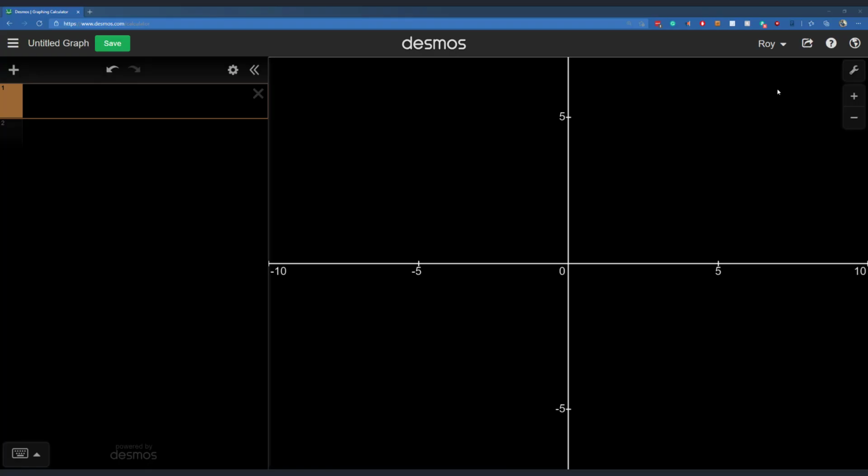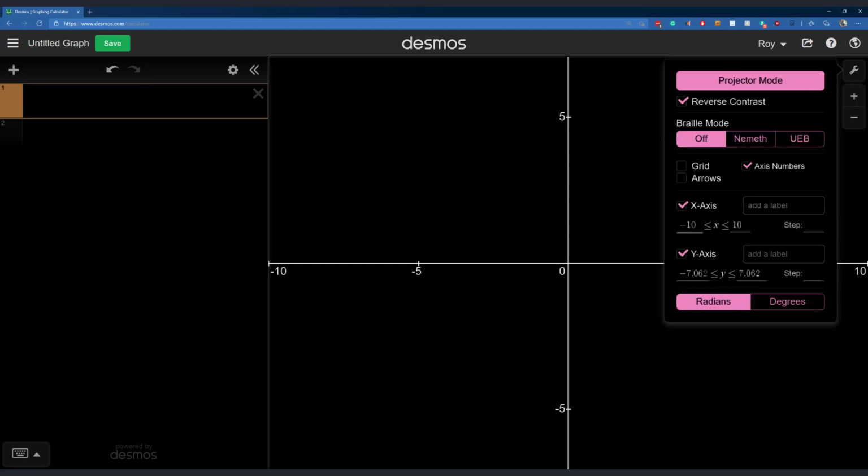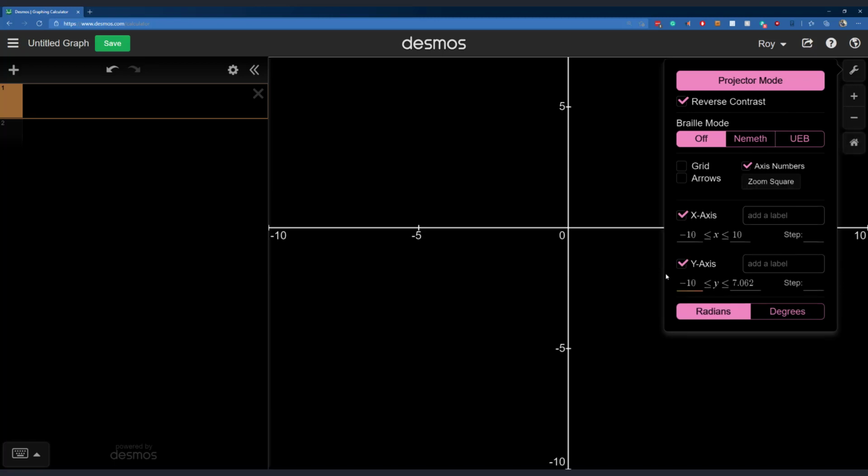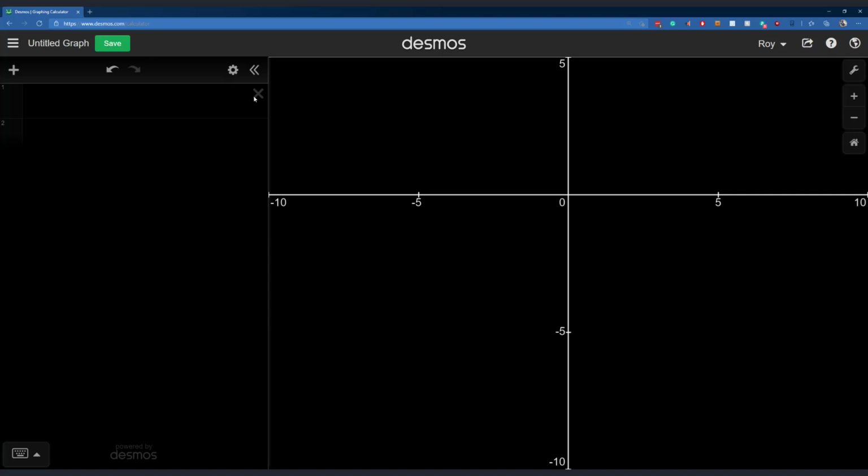We're going to start by remembering that they required us to limit our window to be between -10 and 10 in the x direction and in the y direction from -10 to 5. To do that, we just click on the tool icon and then go down to the y-axis here, and we're going to change that to go from -10 to 5.